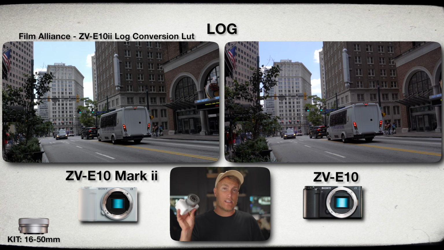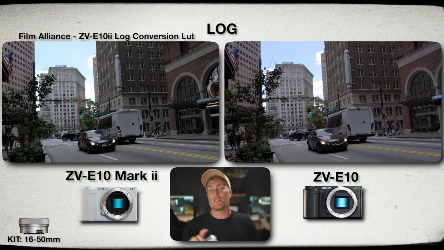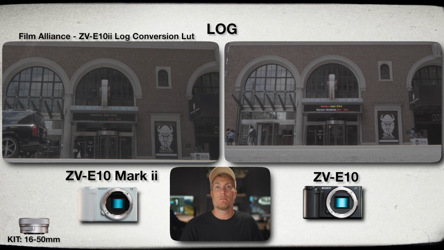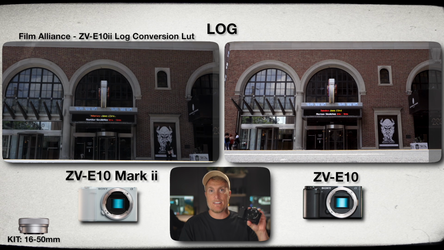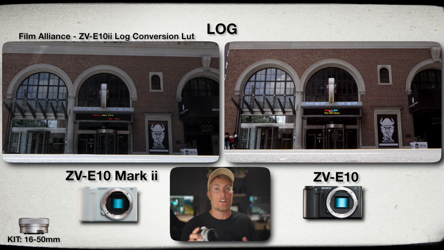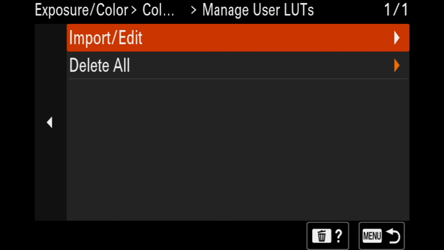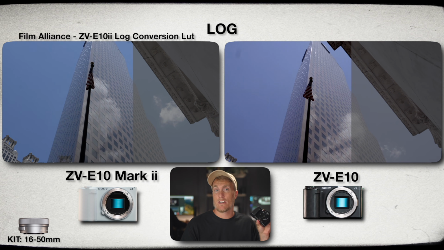The ability of the ZV-E10 Mark II to have 10-bit and shoot in 4:2:2 all-intra really shines when it comes to log shooting. I found that when we were in the studio, and even in real-world situations, I was able to push and pull the log footage colors way more with the Mark II over the ZV-E10. The Mark II also has assignable user LUTs, so you're able to create your own custom LUTs and upload them straight to the camera to see what your footage looks like in camera while shooting in log. The ZV-E10, you have to sort of guess what your shot will look like when you're exposing for log.